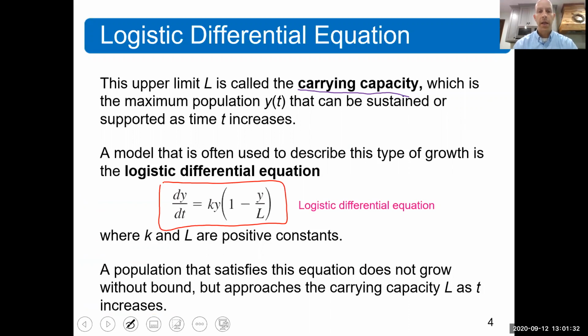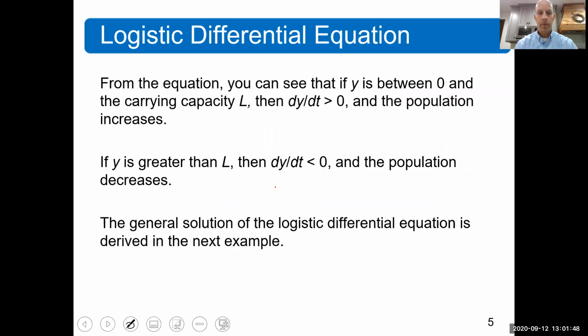So dy/dt equals ky. This looks very similar. It's exactly the same one we did for the exponential model. But now we have this factor here, 1 minus y over L, that's going to give us the carrying capacity that we want. For the equation, you can see that if y is between 0 and the carrying capacity, then the growth is going to be greater than 0. That's what this is saying.